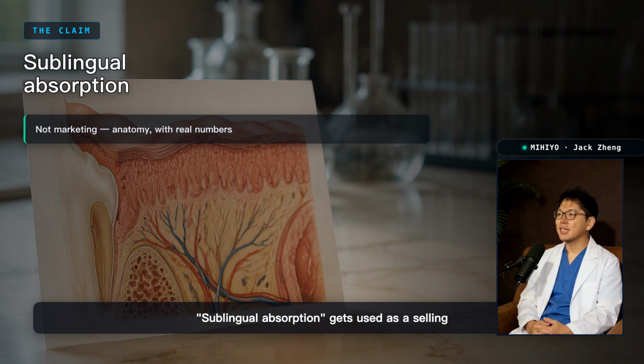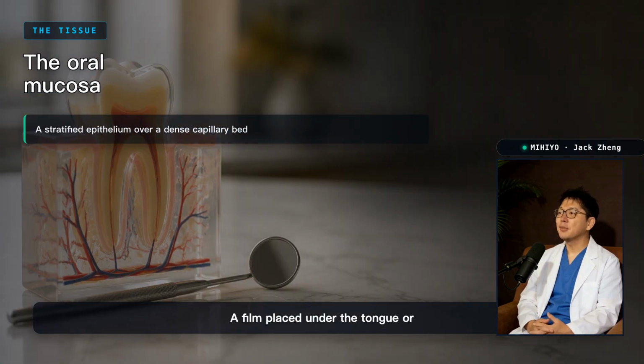Sublingual absorption gets used as a selling point across the supplement industry, but almost nobody explains the actual anatomy behind it. Today, I am walking through what the tissue under your tongue and against your cheek can and cannot do with the real numbers. A film placed under the tongue or against the cheek does not need to be swallowed for part of its dose to reach the bloodstream directly.